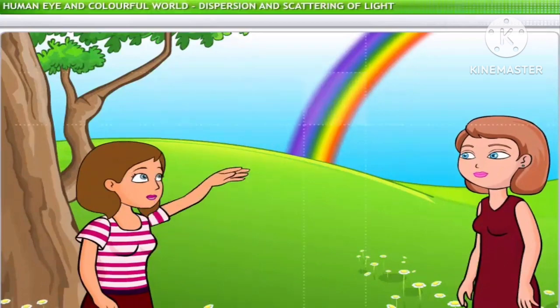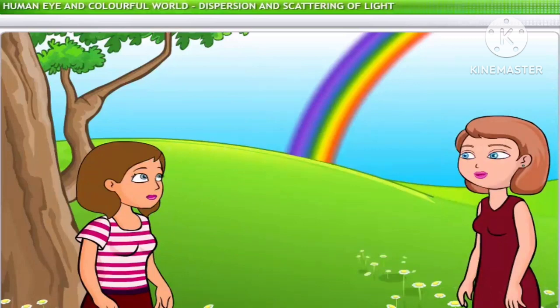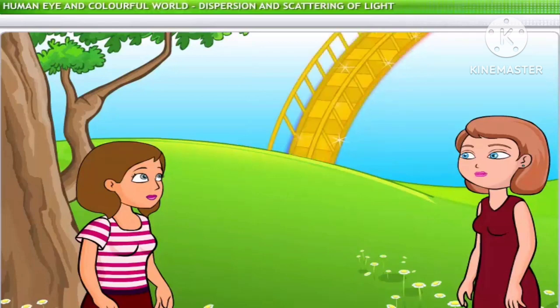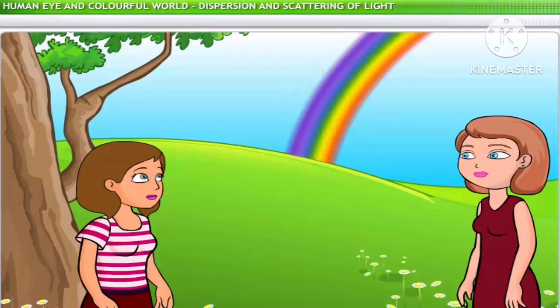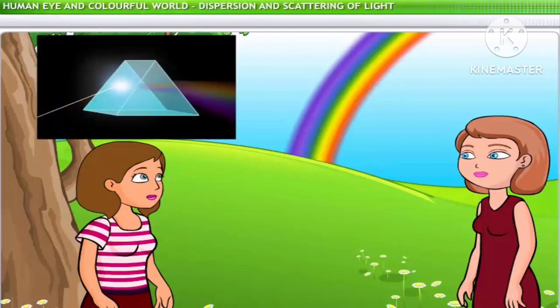Hey, look, a rainbow. Yes, it's very beautiful. In fact, the legends of many cultures see the rainbow as a kind of bridge between heaven and earth. Really? Well, that's an interesting idea. But science has figured out the secret of rainbows. I can reproduce a rainbow for you using a triangular prism. Oh, how does that happen?